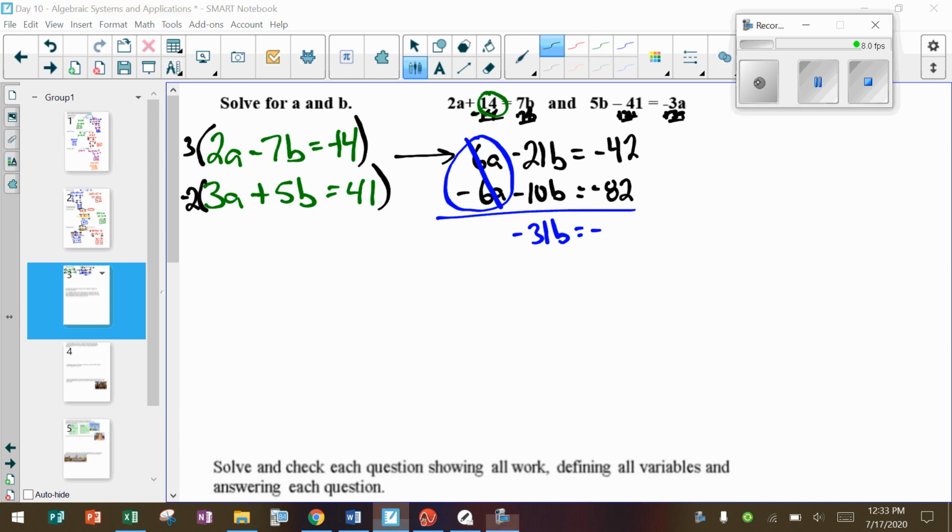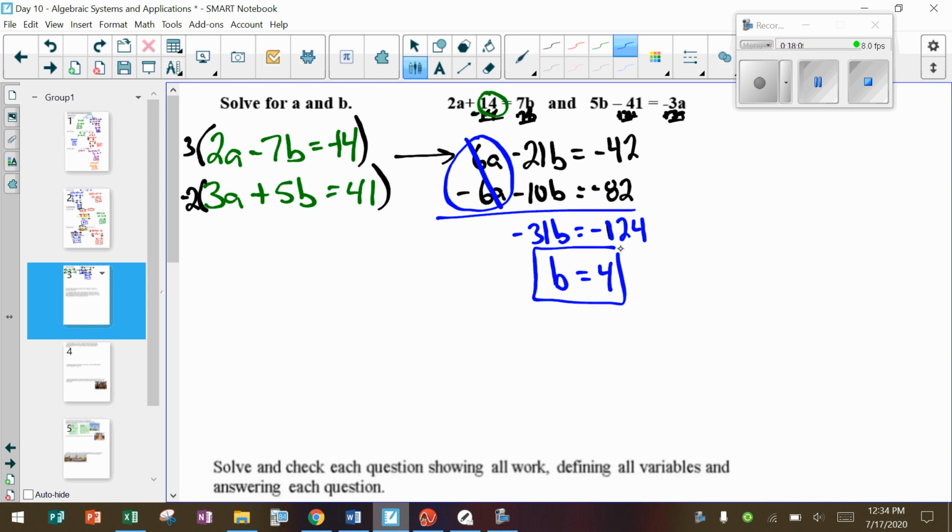Be right back. All right, so this is a simple little change. That should have been a 14 instead of a 4. 3 times 14 makes this a negative 42. And then when I add these together, negative 42 and negative 82 combine to be a negative 124. That's what I was supposed to have. Negative 124 here. Now divide by negative 31, and I get b is 4.